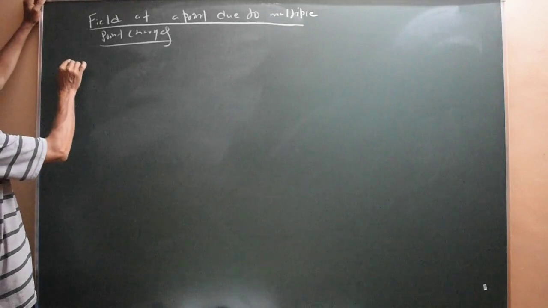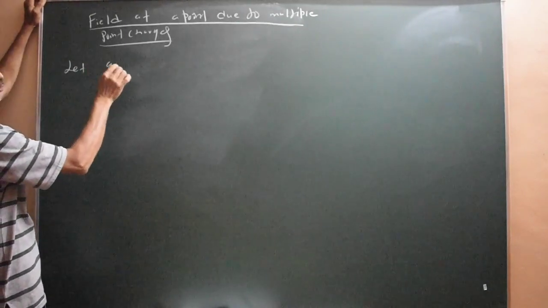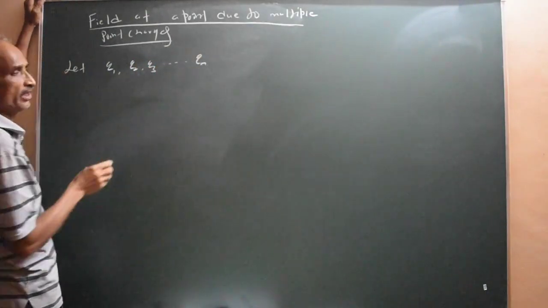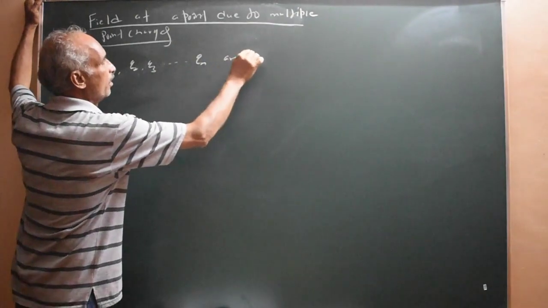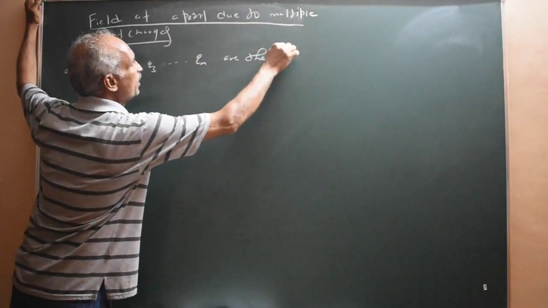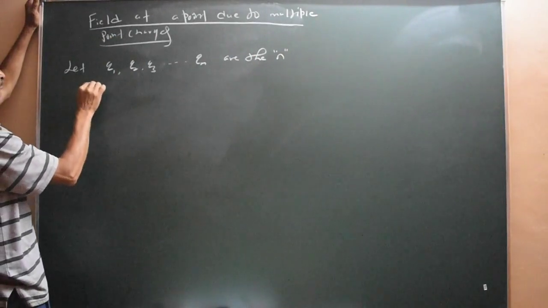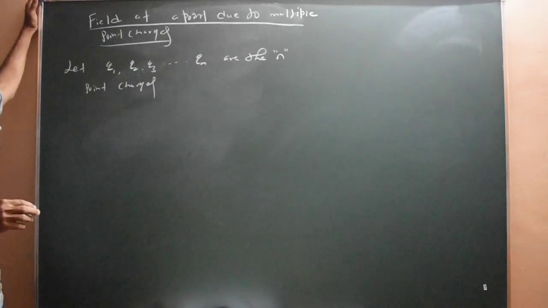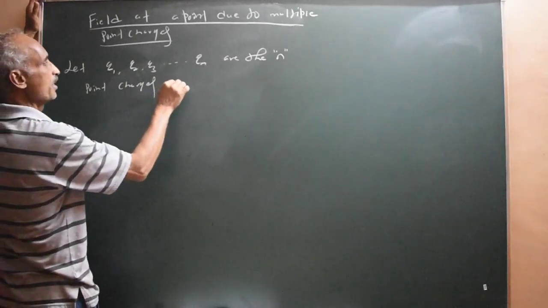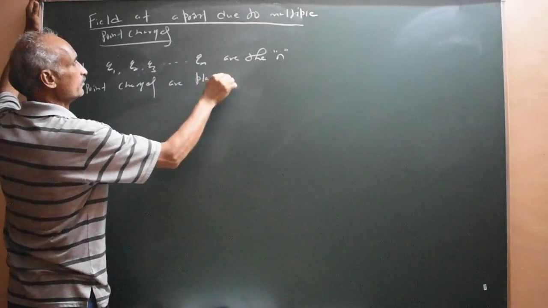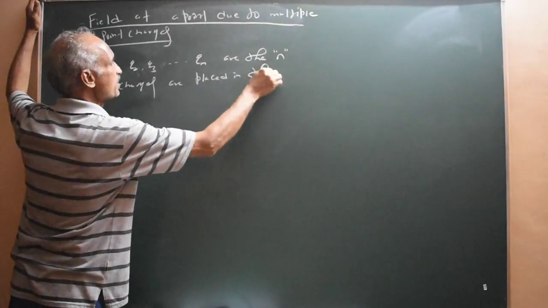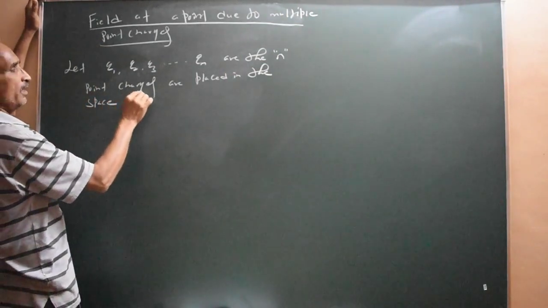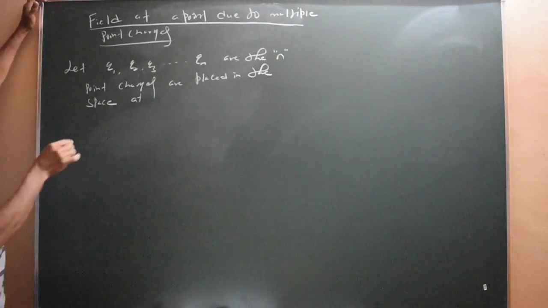Let small q1, q2, q3, and so on up to qn be the n point charges. Here mind that all are not placed at the origin; they are placed in the space at different points.